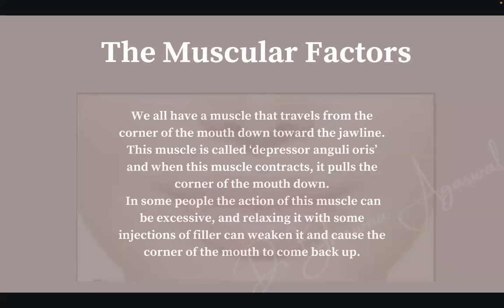Now we all have a muscle which travels from the corner of the mouth down towards the jawline, and this is called DAO. When this muscle contracts, it pulls the corner of the mouth down. In some people, the action of this muscle can be excessive, and relaxing it with some injections can weaken it and cause the corner of the mouth to come back up.